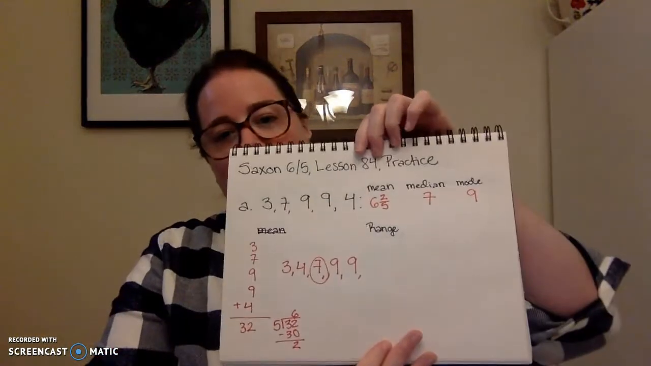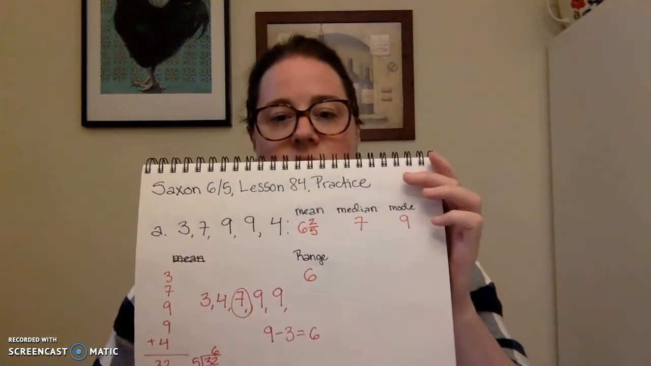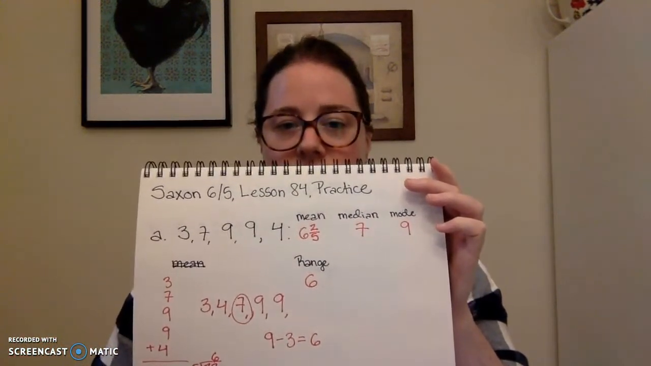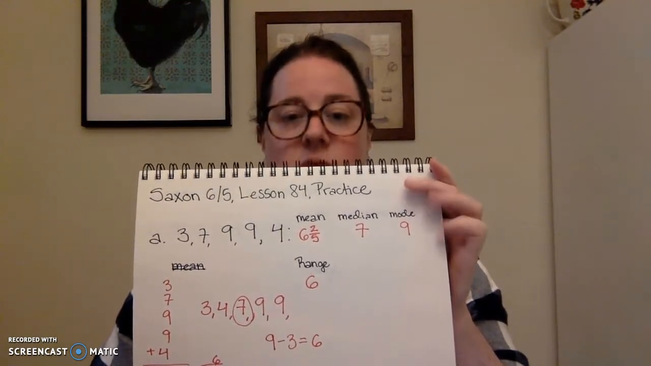Okay. Our mode in this case is 9. 9 occurs twice in our data set. So that is our mode. To find our range, we need to subtract 9 minus 3 because 9 is our greatest data point and 3 is our least data point or smallest data point. So 9 minus 3 is 6, which makes our range 6. Right? So of our data set, the mean is 6 2/5, the median is 7, the mode is 9, the range is 6.